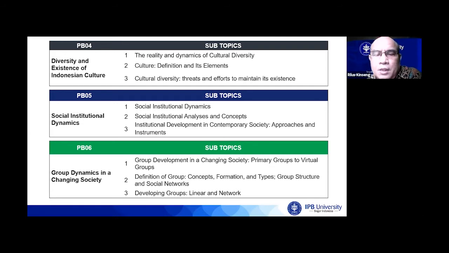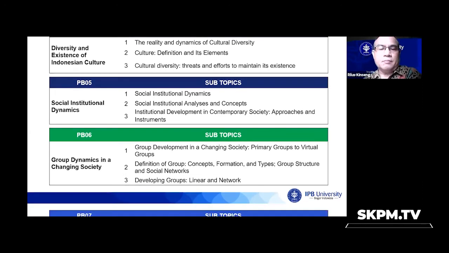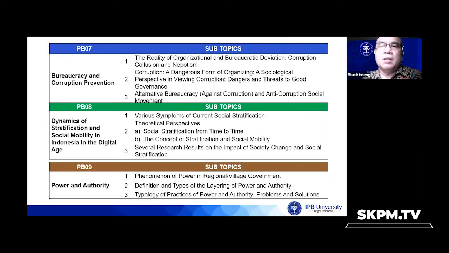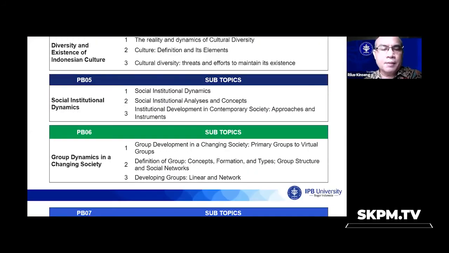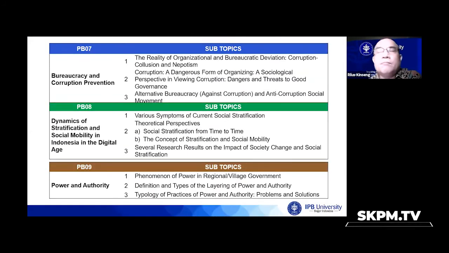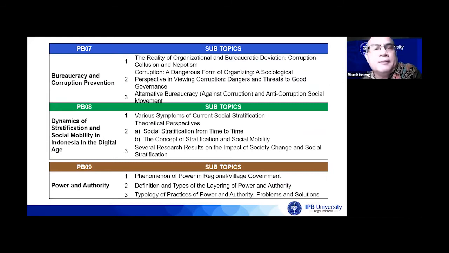And definition of group, concept, formation, and types, group structures, and social network will be dealt in this PB6, and also developing group, linear, and network. And then after that, I think you have midterm exam. And then after midterm exam, we start with PB7, bureaucracy and corruption prevention.